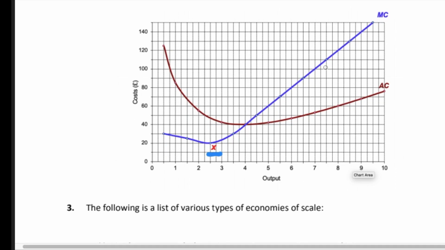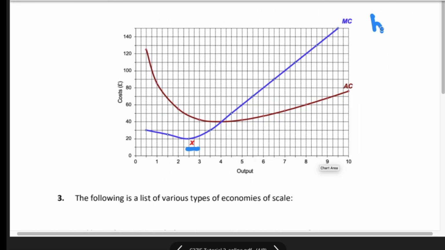So H, what H was wanting at first, it was wanting us to be at the point where average cost was greater than marginal cost. So the first thing I'm going to ask is where on this diagram does average cost equal marginal cost?